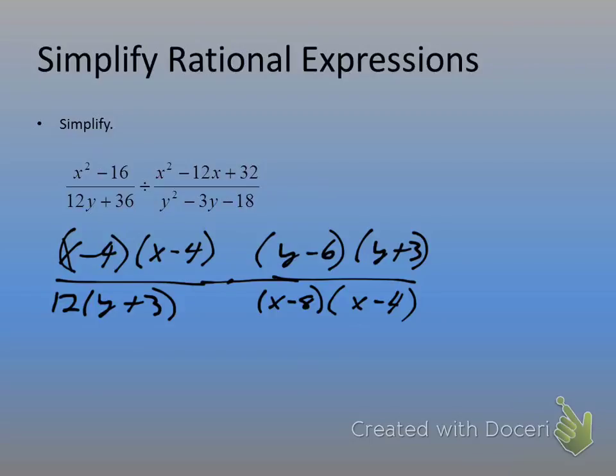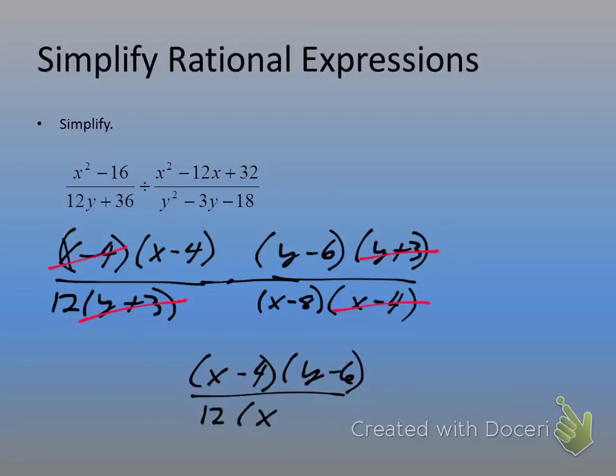So you have x minus 4's that cancel there and there, and you have y plus 3's that cancel here and here. And then whatever's left, you just put as binomials. So x minus 4 times y minus 6, all over 12 times x minus 8. And that's your final answer for this.